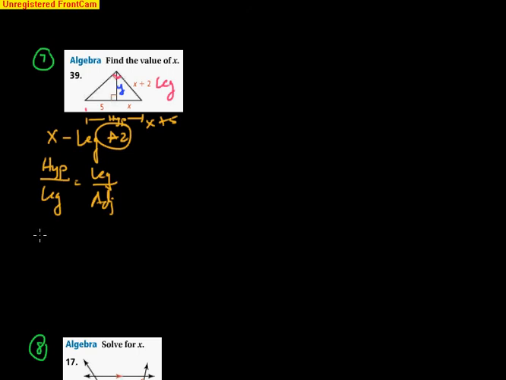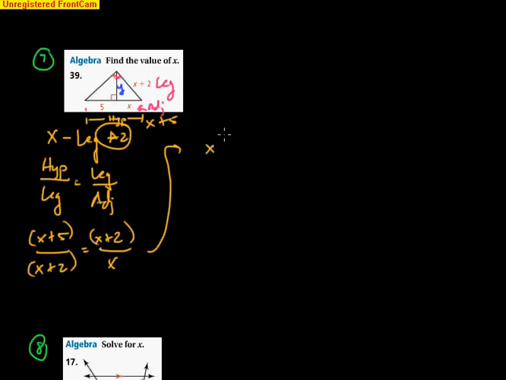So when I fill in this proportion, the hypotenuse is x plus 5. The legs are both x plus 2, x plus 2. And the adjacent segment is the one touching the leg. This x is the adjacent segment. So it's going to go right there, x. And now I'm going to cross multiply. When I cross multiply, I will put these in parentheses. And I will get x times x plus 5 equals x plus 2 times x plus 2.